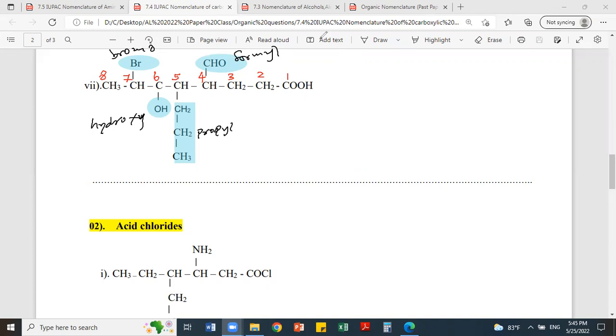Okay, let's see: 7-bromo, 4-formyl, 6-hydroxy, 5-propyl, octanoic acid. Yeah, very good, very good. Since the others are getting the recording, I'll write it here. So according to the alphabetical order, the bromo comes first. So we don't consider the number, only the alphabet, the first letter of the substituent group. 7-bromo.